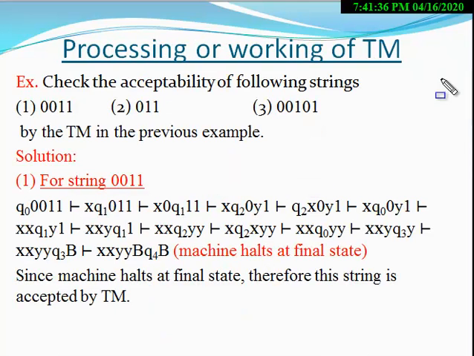Consider the previous Turing machine. In this Turing machine, you have to check the acceptability of the following strings. That is, whether the machine we discussed previously accepts this string or not, this string or not, and this string or not. In other words, we can say you have to test whether these strings are accepted by the Turing machine.